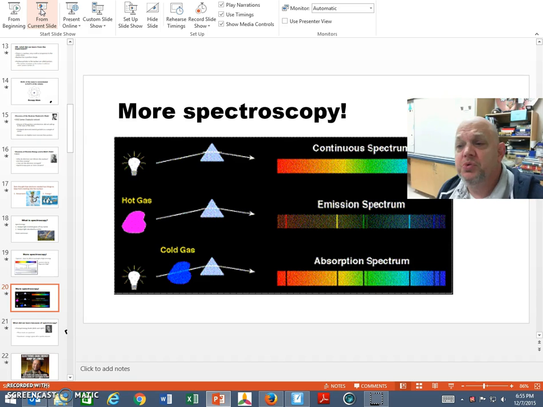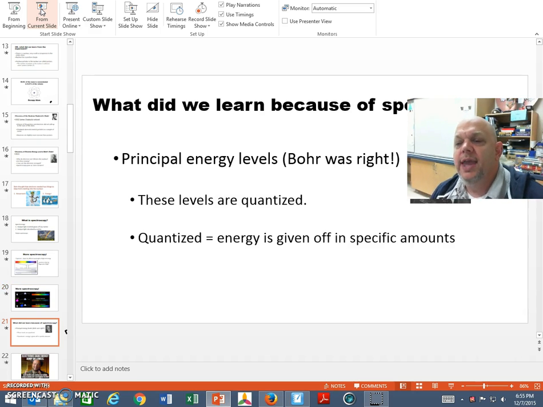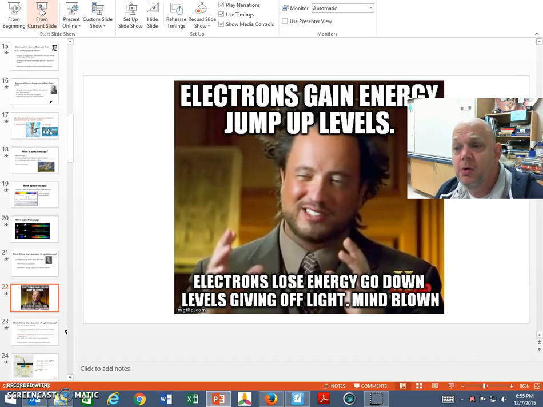Really the difference between the two: continuous, all available light is put out. That's what we typically see. The emission is only certain levels of energy are allowed through. That's the difference. Emission spectrum, you think line spectrum. What did we learn? Because of spectroscopy, Bohr was right. There are basic energy levels that are there.